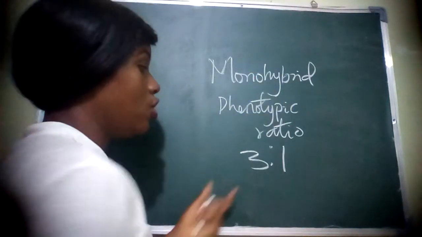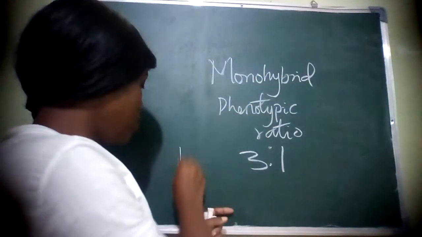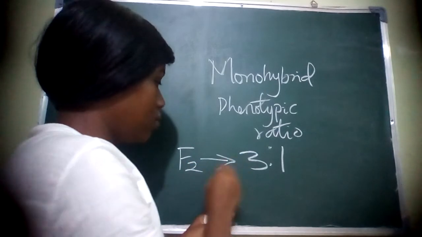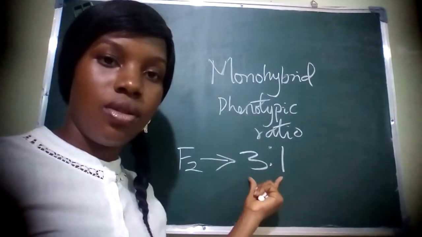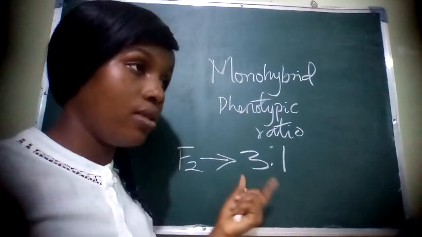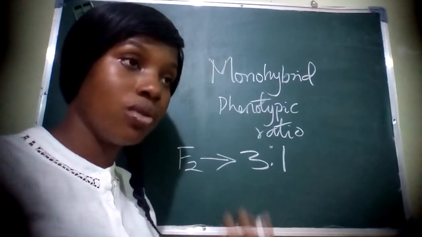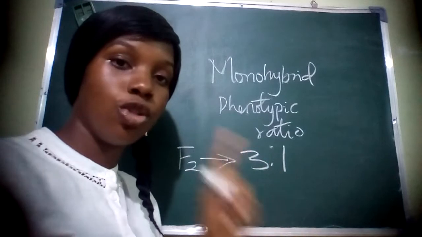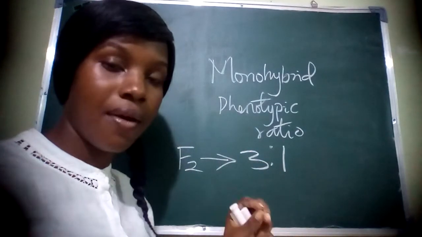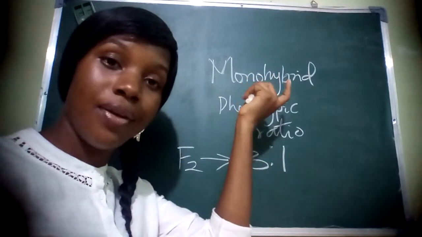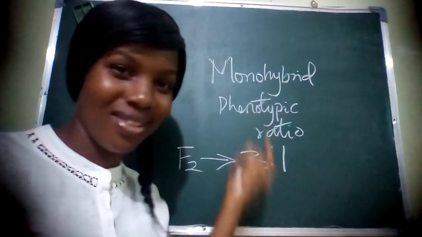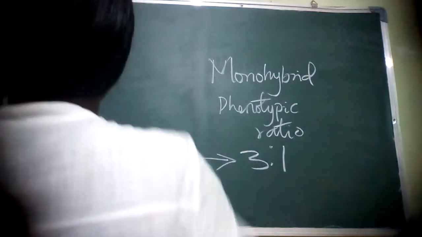So he discovered that the F2 showed this result in this proportion. That's 3 individuals out of every 4 individuals showing the dominant character, and just 1 showing the recessive character that was, let's say, in the grandparents, if it were human beings.